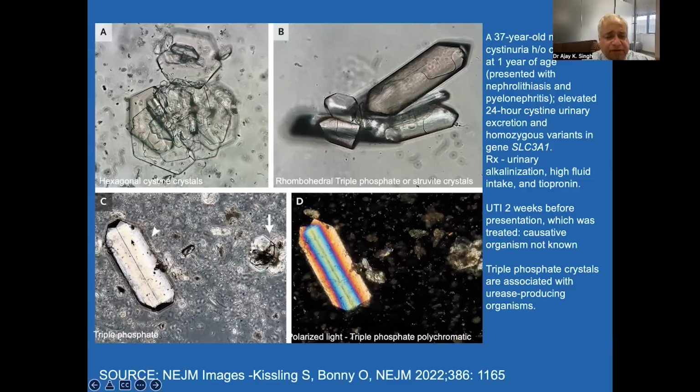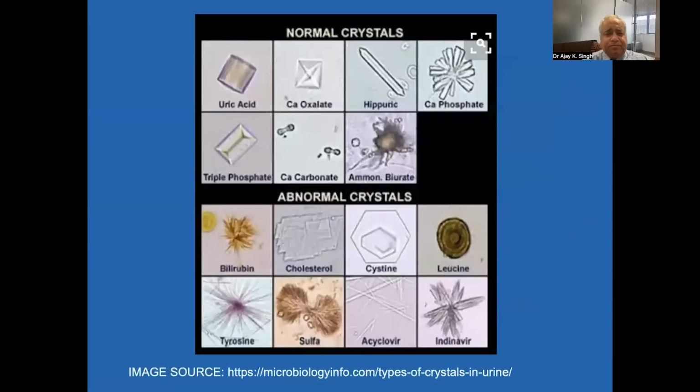You see triple phosphate crystals, which when viewed under polarized light appear polychromatic. And this patient had a UTI 2 weeks before presentation, which was treated. The causative organism was not known. But as you know, triple phosphate crystals are associated with urease-producing organisms.